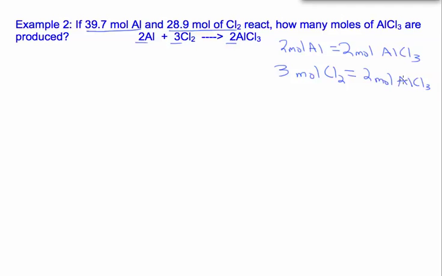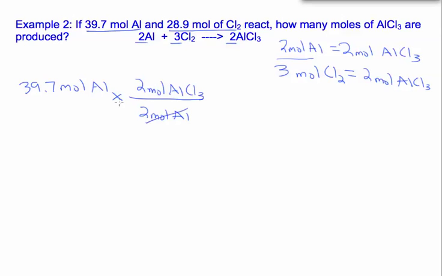So let's look at how much we can make with each of our amounts here. We have 39.7 moles of aluminum, and we want to convert that to moles of aluminum chloride. So moles of aluminum have to go on the bottom. 2 moles of aluminum to 2 moles of aluminum chloride. So if we times 2 and divide by 2, we see it's 39.7 moles of aluminum chloride. So we have enough aluminum to make 39.7 moles of aluminum chloride.